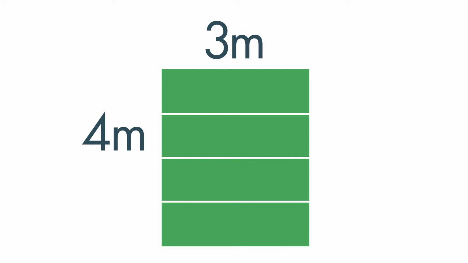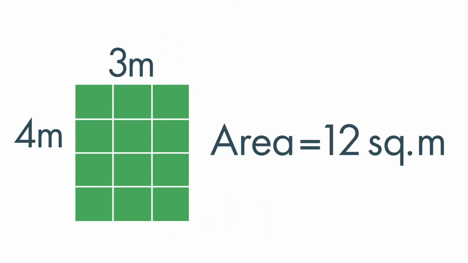Next, draw 2 lines from top to bottom to make 3 equally spaced columns. Each column is 1 meter long. Now count the squares. There are 12 squares total. This means the area of the garden bed is 12 square meters.